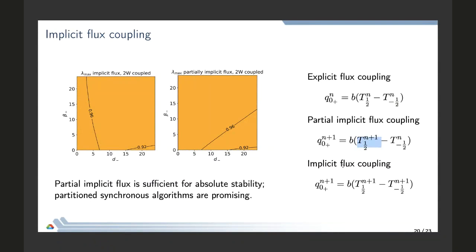And finally, the last category is implicit flux coupling. In this case, we need to treat both T terms implicitly, which means that we need the value of the other component for the future time. Because when we solve the current time step, we actually have no idea what the solution would be at time T^{n+1} for the other component. So this method is kind of difficult to implement in practice.